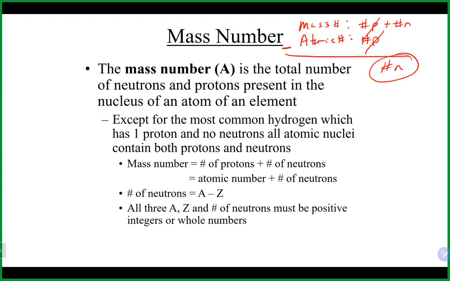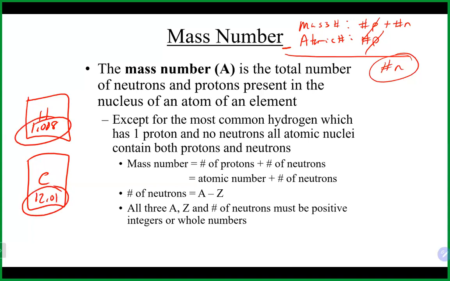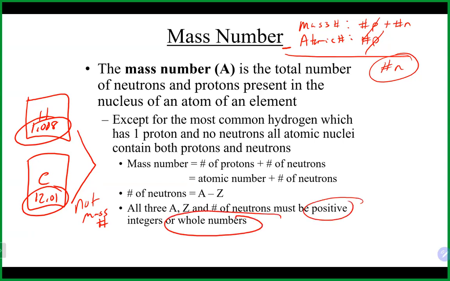So that brings us to the important question of, we go to our periodic table and we look at the number on the bottom here. Are these the mass numbers? These are not the mass numbers. The easy way that I know that they are not mass numbers is the very last statement says they all need to be positive whole numbers. And if you look at all the numbers on the bottom of the periodic table, pretty much none of them are whole numbers. They're all decimal type numbers.